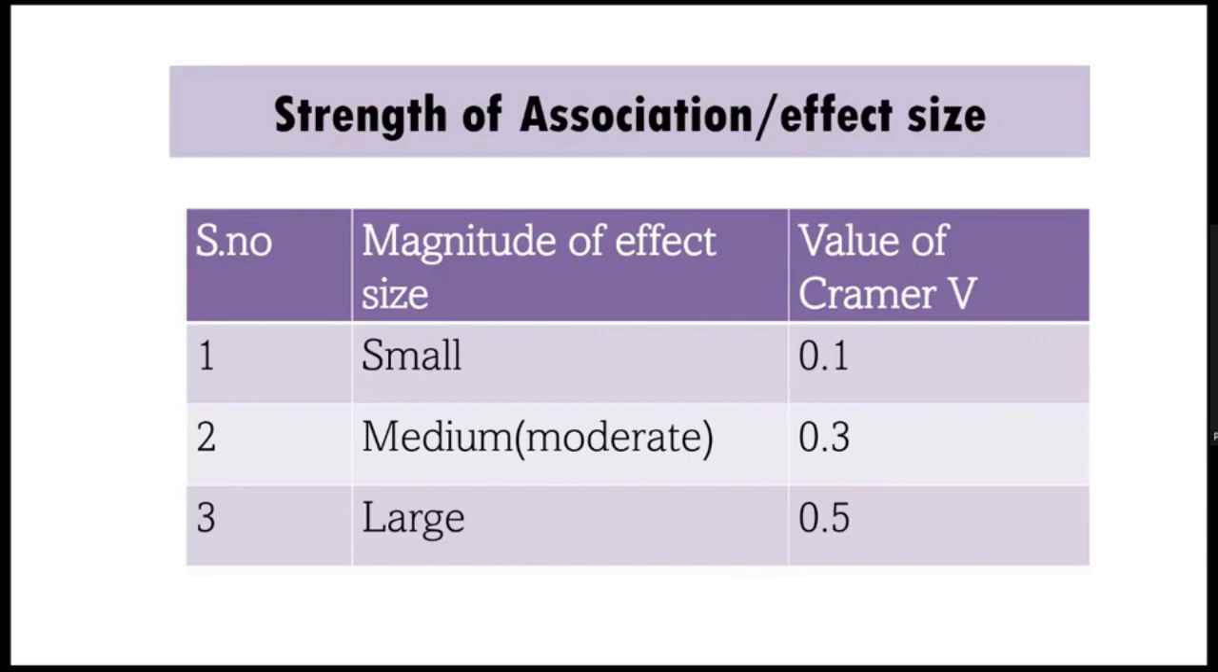So in the chi-square, there are the values of phi and Cramer's V. Here you will use the value of Cramer's V, because phi is there only for a 2 by 2 table. Cramer's V can be used for 2 by 2, 2 by 3 and r by c tables. If the value of Cramer's V is 0.1, we call it a small effect size. If the value of this strength of association, Cramer's V, is 0.3, we call it medium. And if it is 0.5, we call it large.